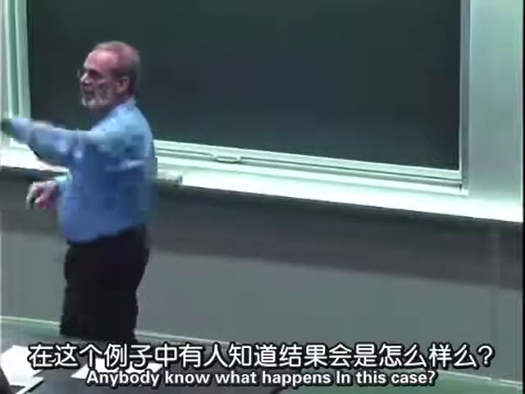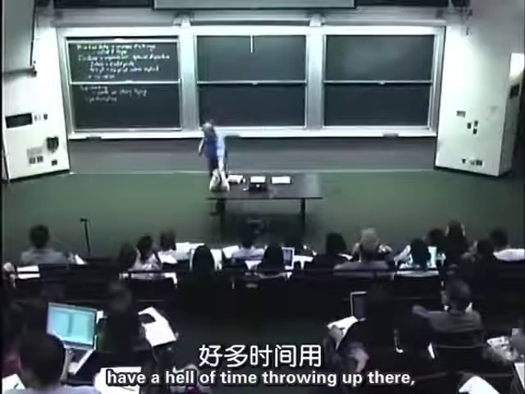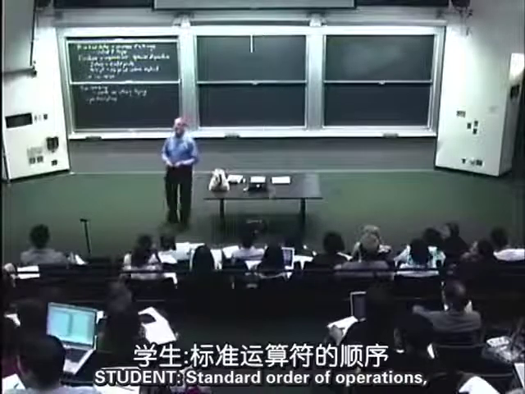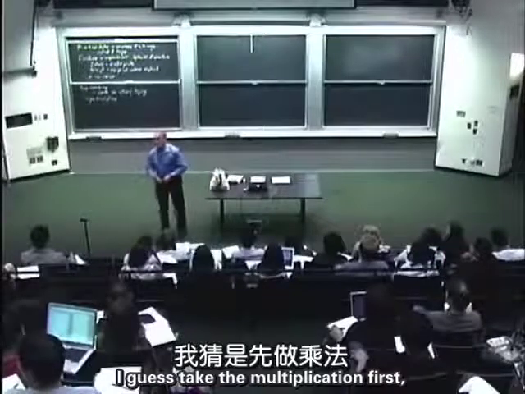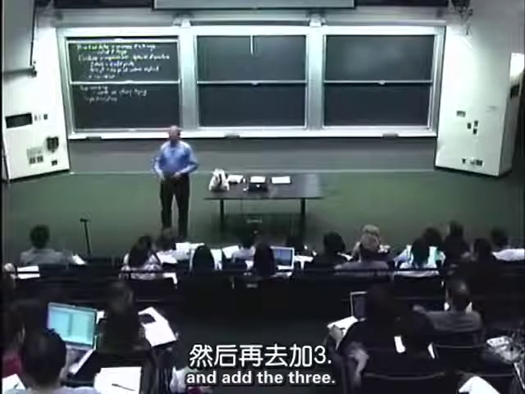Anybody know what happens in this case? Yeah, way up at the back. Standard order of operations, PEMDAS, I guess. It'll take the multiplication first and then add the 3.